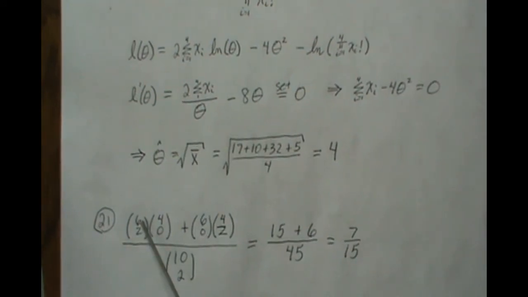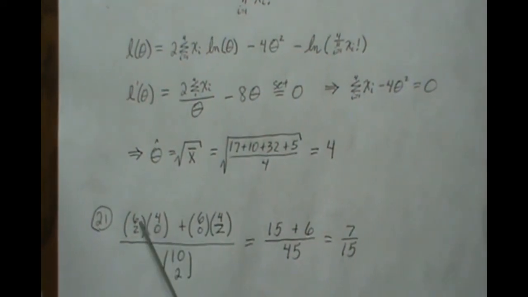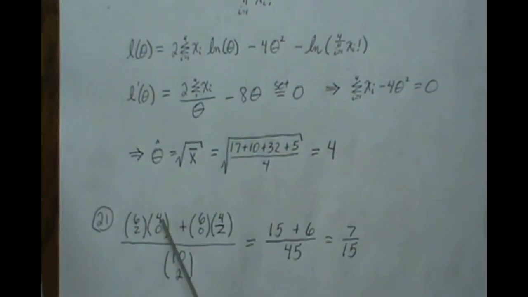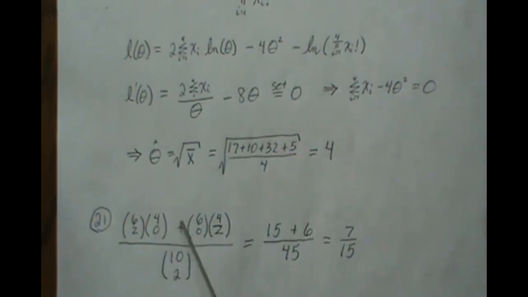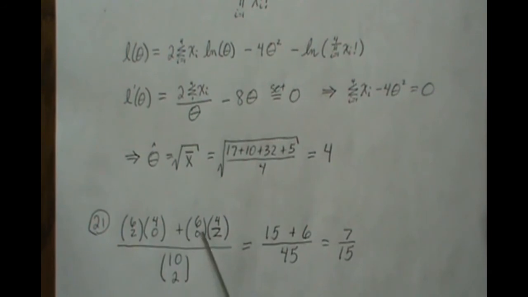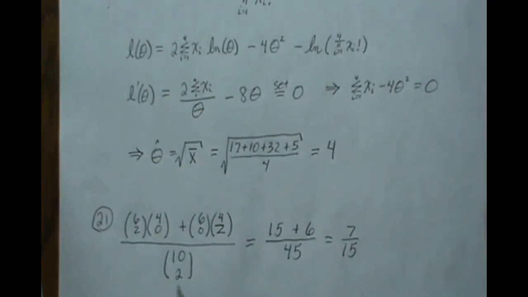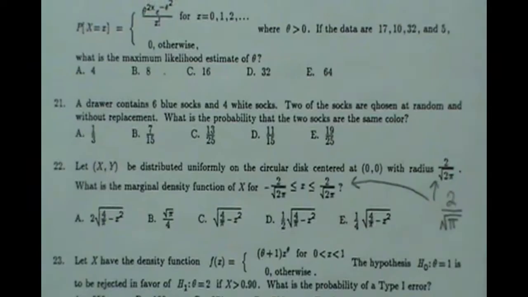Well, here, there are 2 possibilities. Of the 6 blue socks, we could choose 2 and 0 from the white socks, or, meaning plus, we could choose 0 from the blue and 2 from the white. And this is over the 10 choose 2 possibilities. And that simplifies to 7/15.